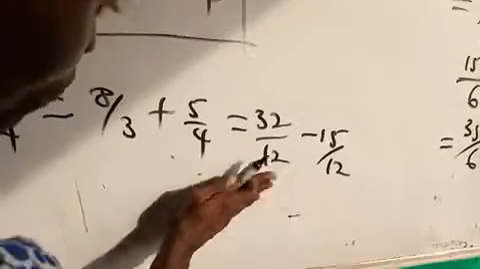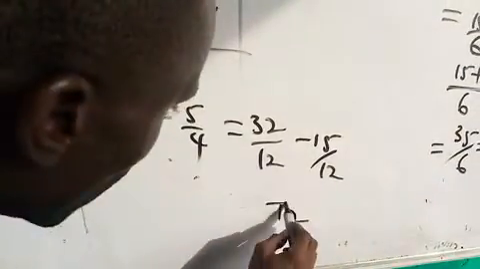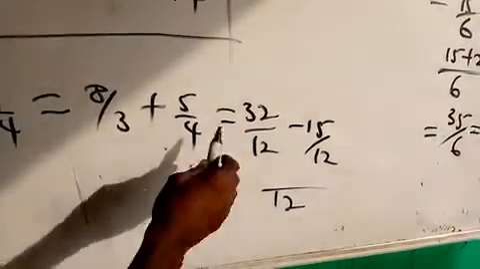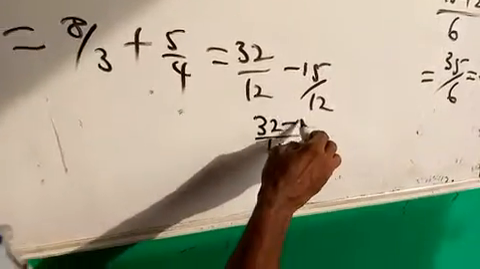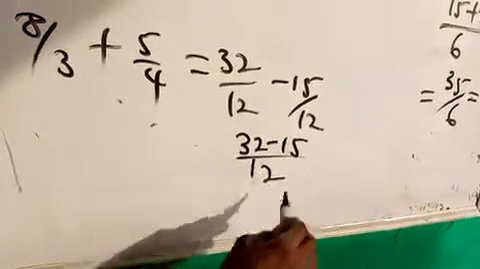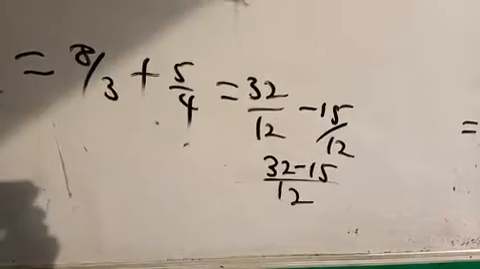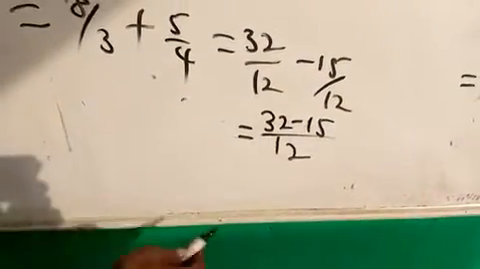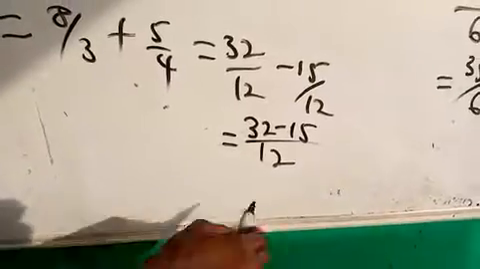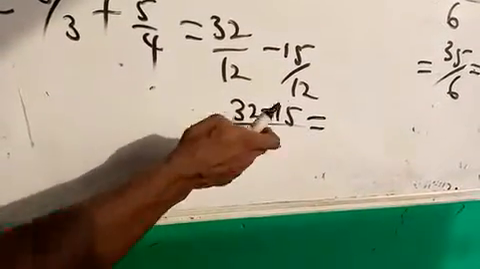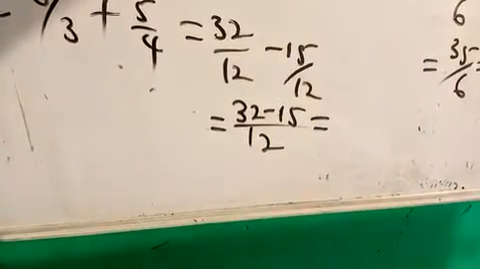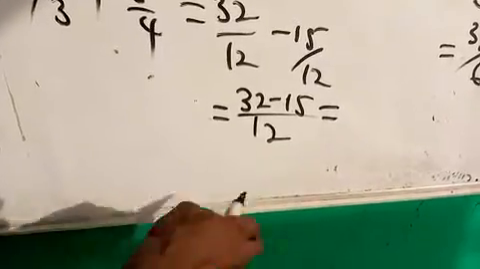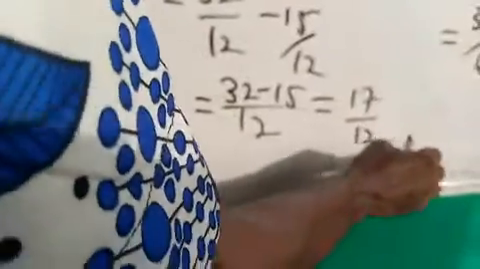Okay, sorry. Remember I told you we collect a common denominator. Therefore we now minus. Just go straight. We are going to be having 32 minus 15. 32 minus 15, I think we are going to be having 17 over 12. 17 over 12 at the end.